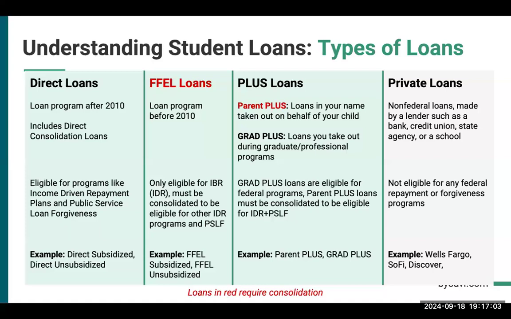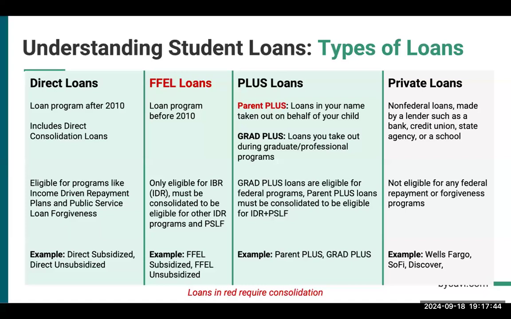Now let's move on to FEL loans, F-F-E-L loans, which stands for Federal Family Education Loans. Now, this was simply the federal loan program in existence prior to direct loans. So if you have a federal student loan from before 2010, there's a very good chance it could be a FEL loan. The easiest way to tell if it's a FEL loan is it will literally say F-F-E-L or F-F-E-L-P. That P just stands for program, but that's a FEL loan in the loan title. Examples include FEL subsidized, FEL unsubsidized, and even FEL consolidation. Now, here's the thing about these FEL loans.